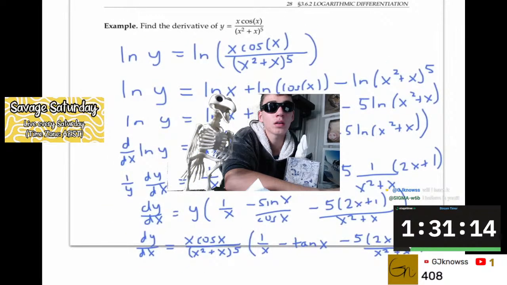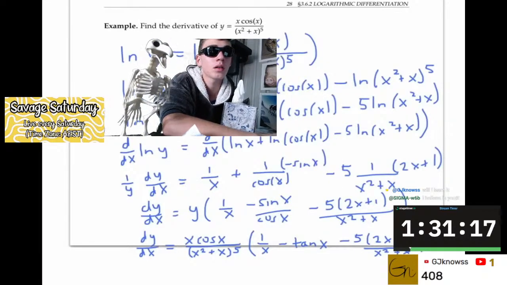Again, I didn't have to use logarithmic differentiation to find this derivative. I could have just used the product rule and the quotient rule, but logarithmic differentiation made it computationally much easier.